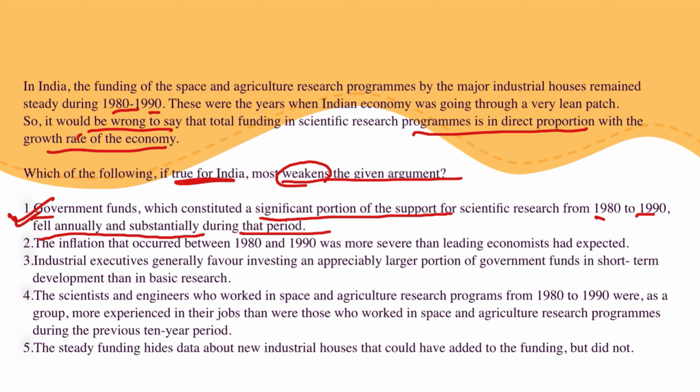So this one goes directly against the belief of author, right, that it would be wrong to say that they were in direct proportion of the growth rate of economy. So it goes directly against it, it weakens it, cause it says that the total spending declined as government funding declined in that period, right? So this one and this one, they are directly opposite of each other in a sense, hence this shall be the weakener that we are looking for. I hope this is clear to you.